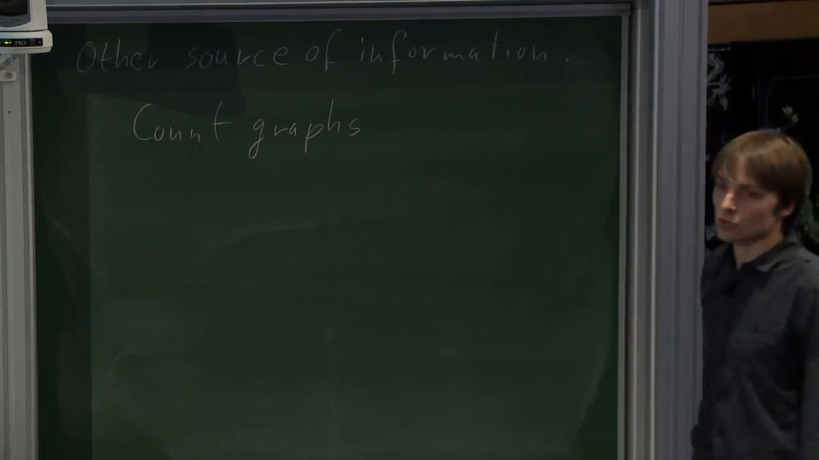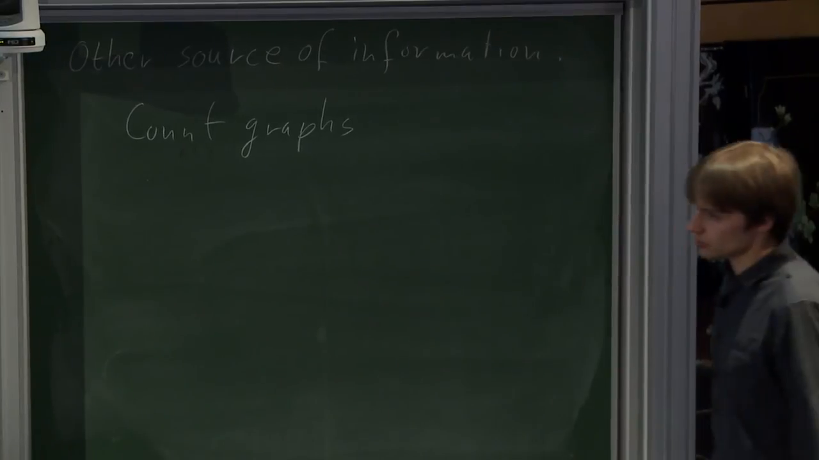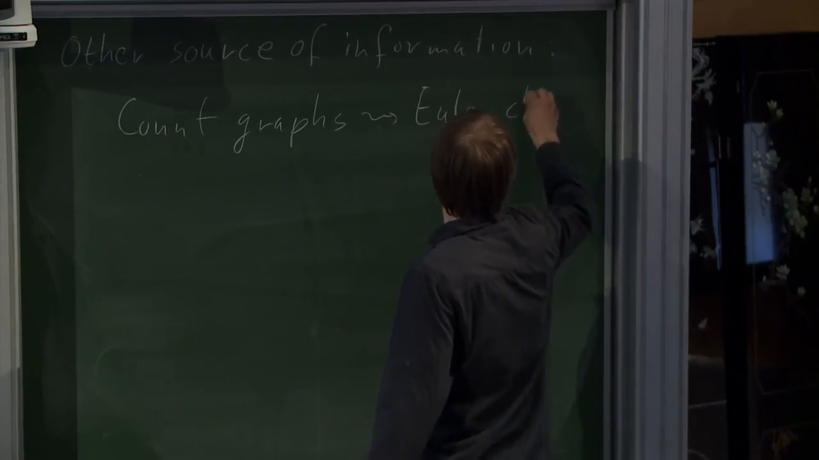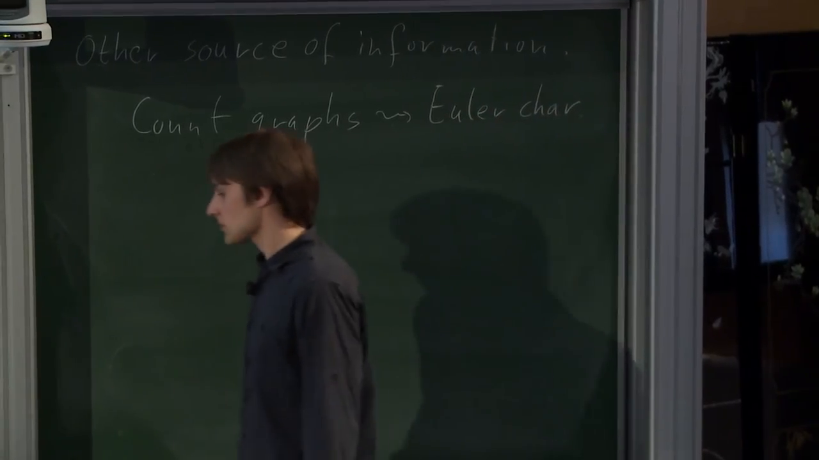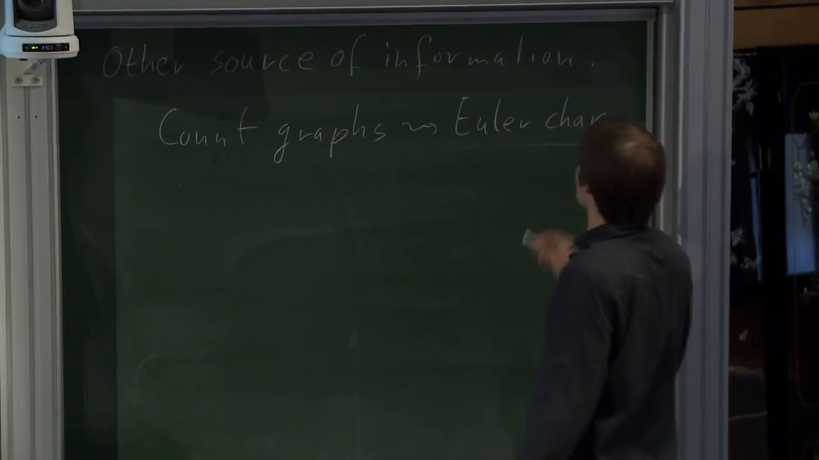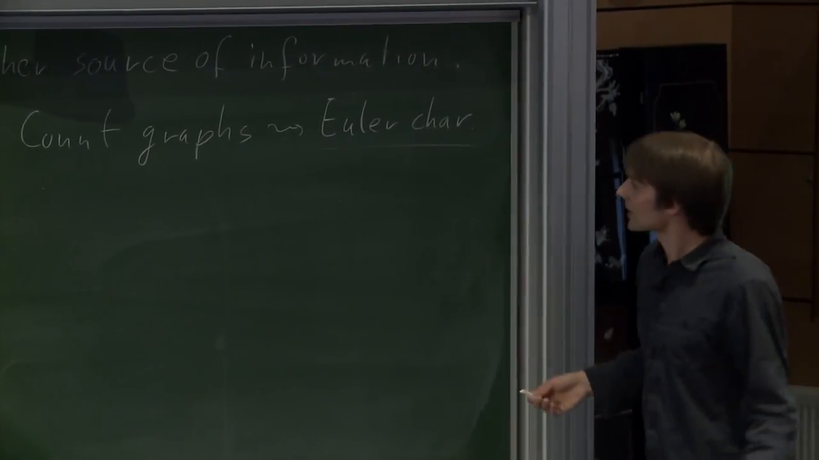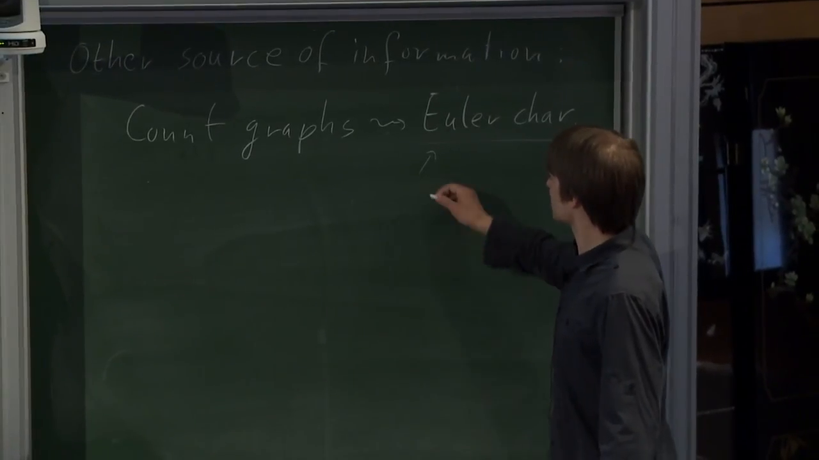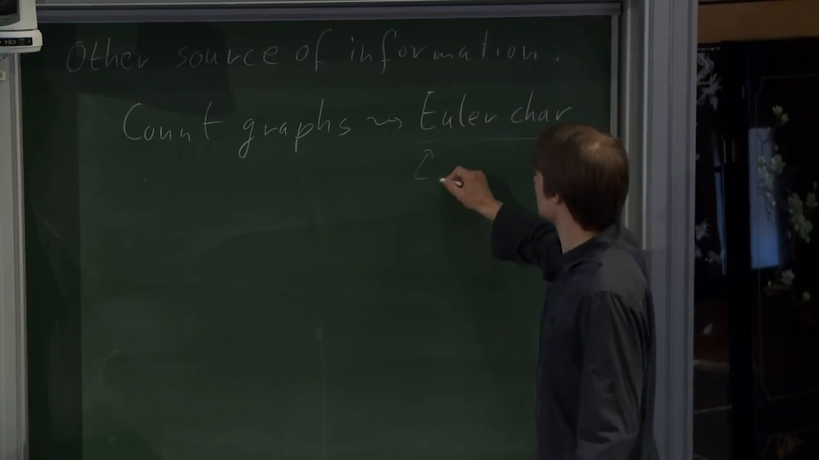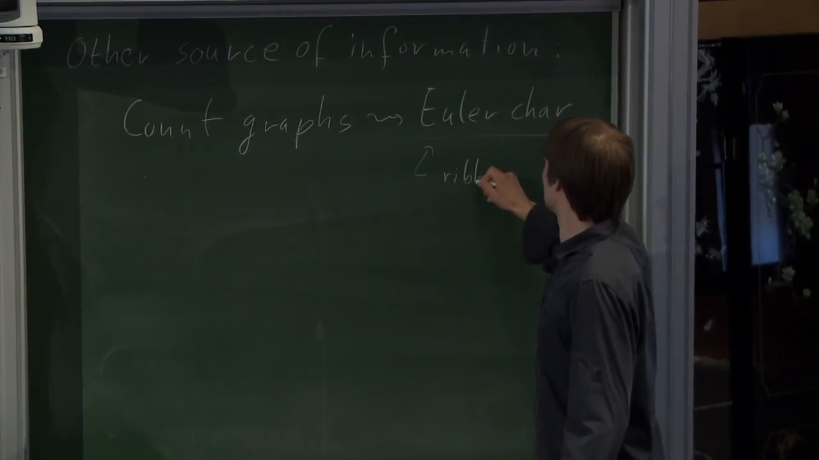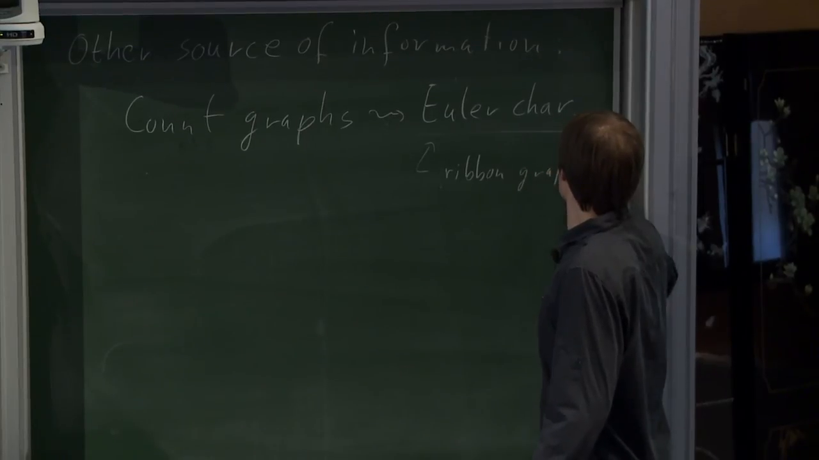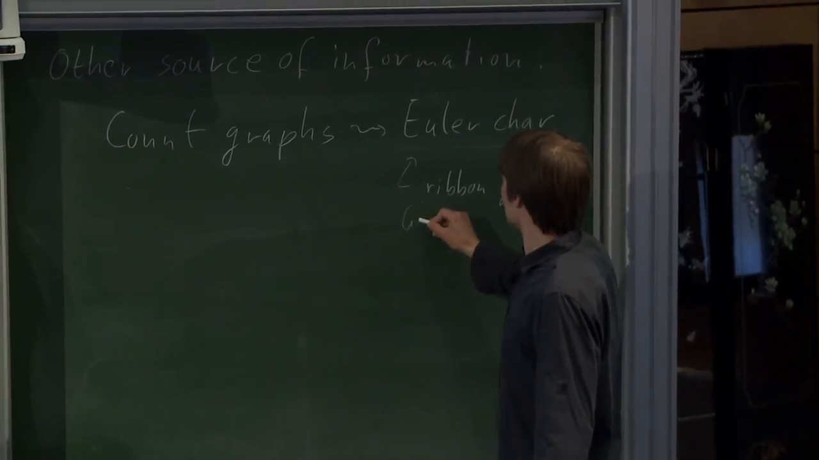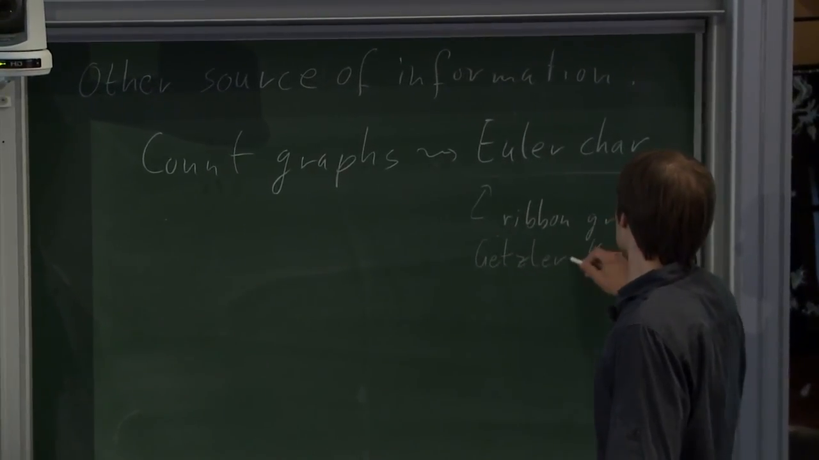One can count the graphs, so count the dimensions of these graph complexes and compute the Euler characteristic. Maybe one remark, this is of course not my idea. There has been previous work on this Euler characteristic, for example, for other types of graph complexes, such as the ribbon graph complexes. A nice formula for the Euler characteristic has been obtained by Getzler and Kapranov.